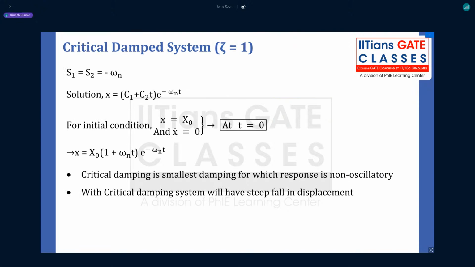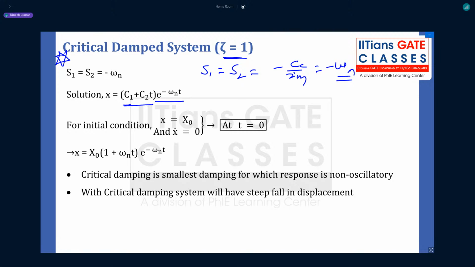Now, next is what? Critically damped system. For critically damped system, we know zeta equal to 1. So when zeta is equal to 1, if you go to your characteristic root equation, your S1 will be equal to S2 and it will be equal to minus C by 2m, and this C will become Cc. So minus Cc by 2m is nothing but minus omega n. Now guys, for this, the general solution is given by C1 plus C2 t into e to the power minus omega n t.